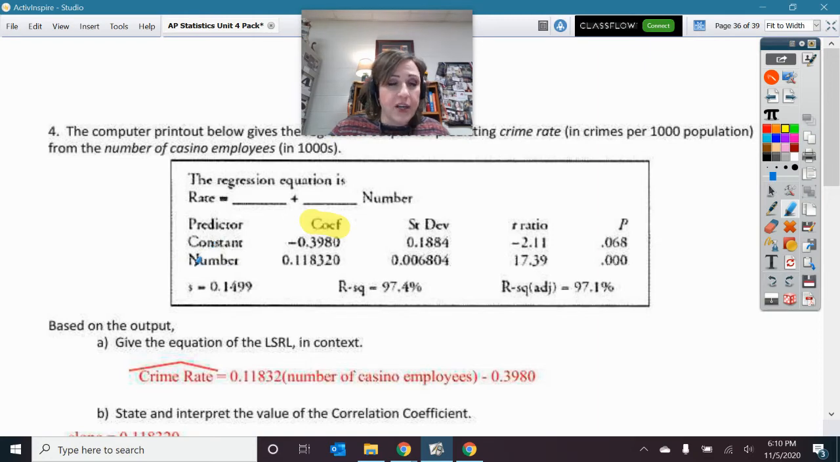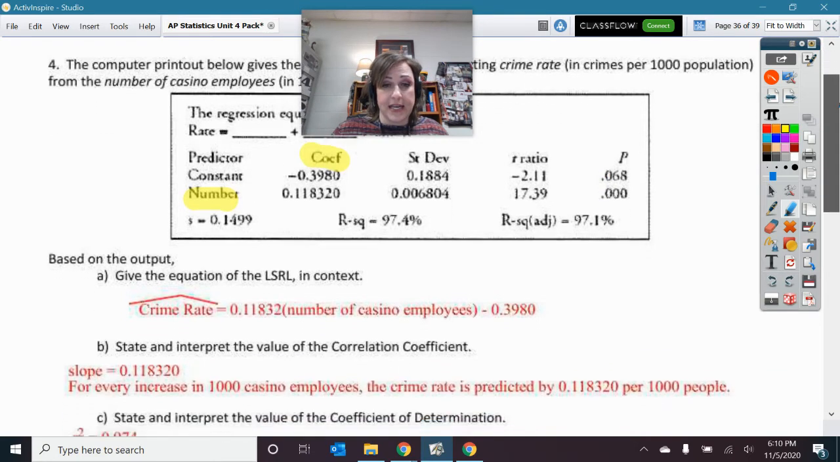Here's how I did that. Number of casino employees, that right there is my X variable. And keeping in mind that this is the crime rate per 1,000 in the population, and this number of casino employees is in the thousands. So keep those units in as we go along.